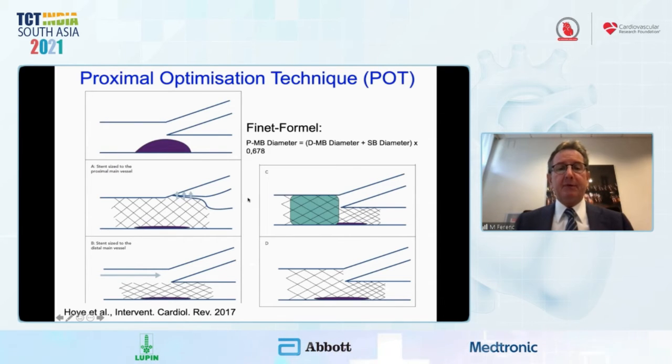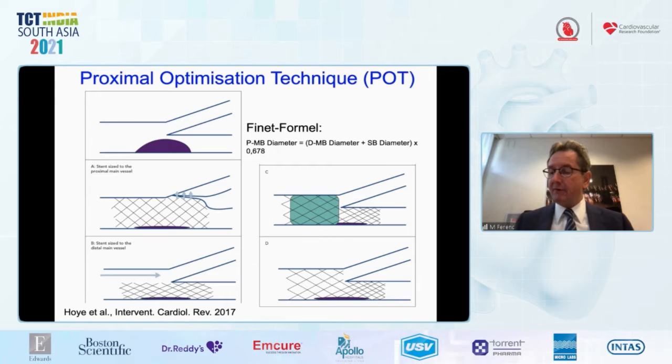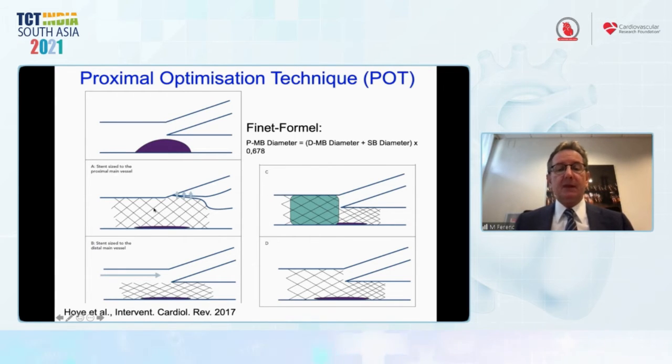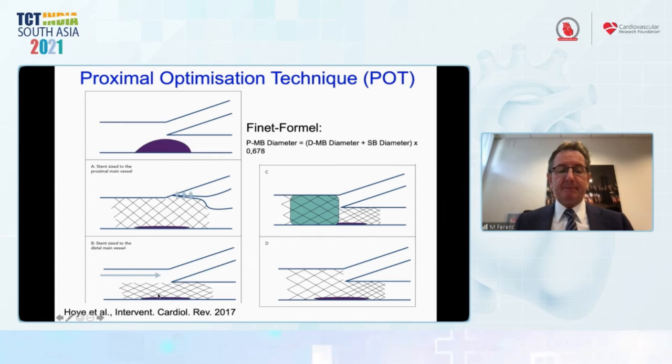It's really very important to implement this approach. Proximal optimization technique, POT, is extremely important because we have to choose our stent according to the distal diameter, and in this case we would have proximal mismatch and malposition. So to manage this, you go with the short balloons according to the proximal diameter, and then you can easily cross to the side branch. Sometimes it's even not really necessary.